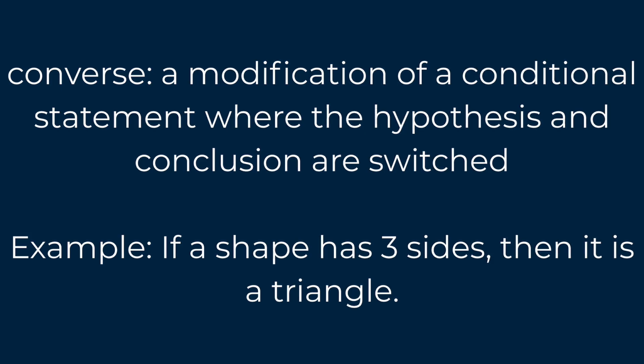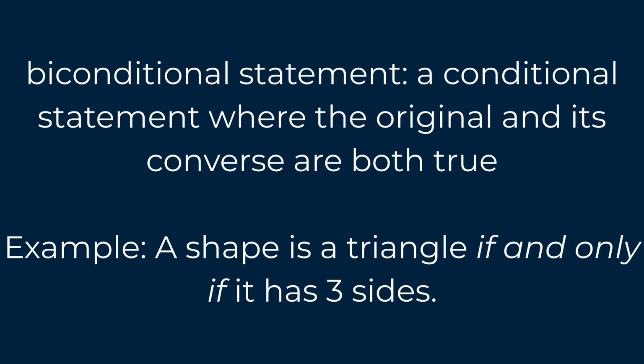But what happens if you want to say that the original conditional and its converse are both true? This makes it easier to prove things because you can say if this equals that, then it's just easier to understand everything. So that's where biconditional statements come in, because a biconditional statement is a conditional statement where the original and its converse are both true, and it's denoted by the phrase if and only if.